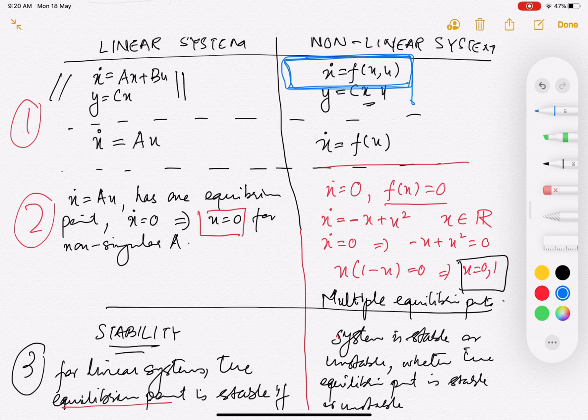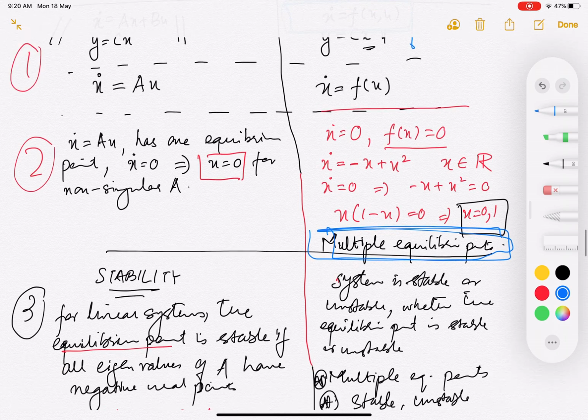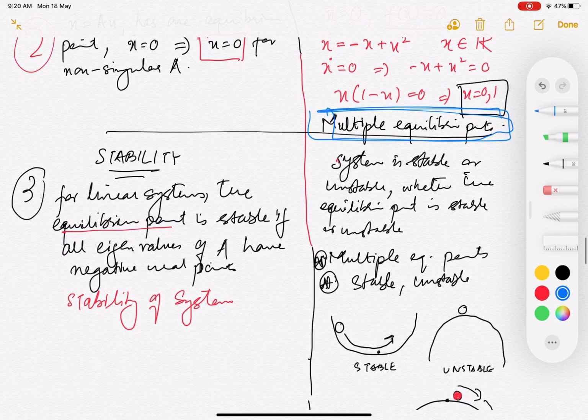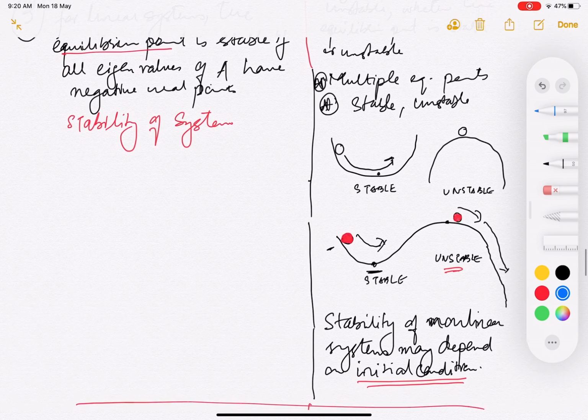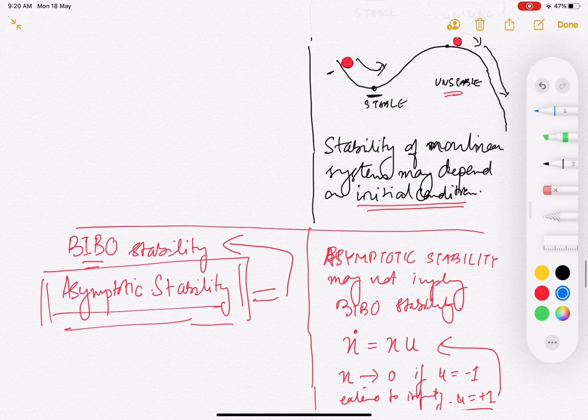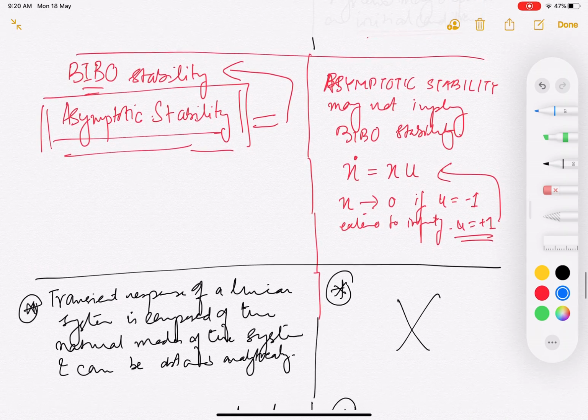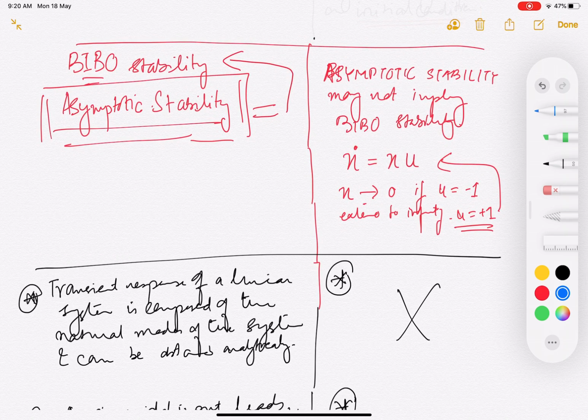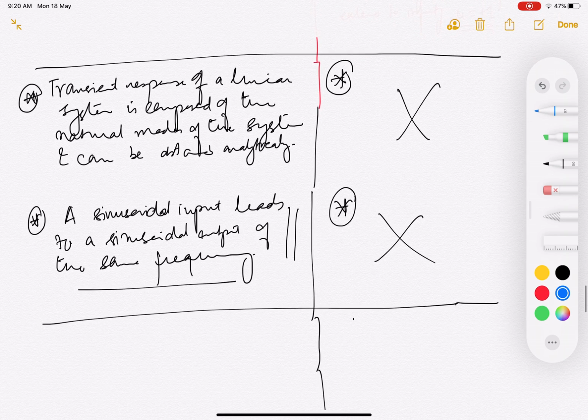The first distinction was that the nonlinear system has multiple equilibrium points, and these, being multiple, can be stable or unstable. So the notion of stability becomes completely different. We talk about stability of equilibrium points for nonlinear systems, and the stability is also dependent on initial conditions. It may also be dependent on input, so your system would be stable for some inputs and not stable for others, right?